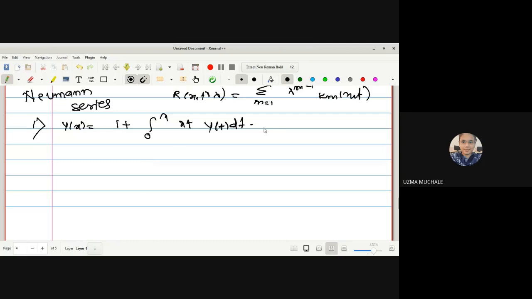Okay, this is our given equation 1. Now we can write, comparing with the standard form, what is the standard form? F of x is equal to 1 here. What is the value of lambda? We get it is 1. K of xt is equal to x into t.